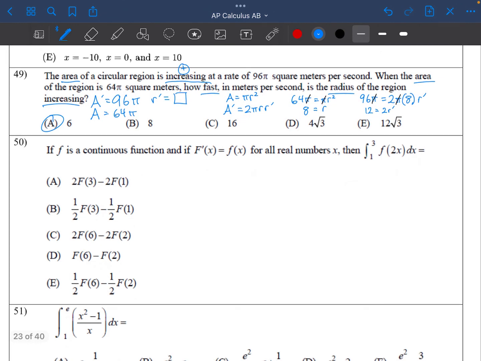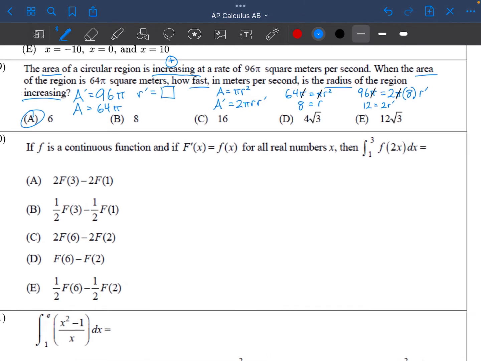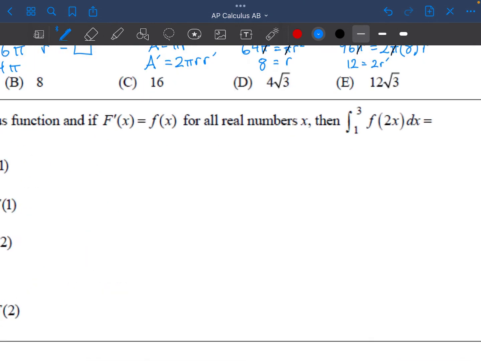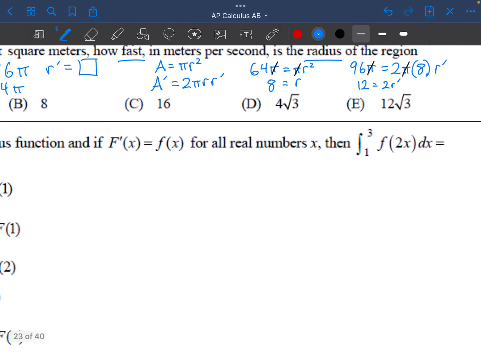Number 50. We have a continuous function. I don't think it's super helpful for this problem to talk about it being continuous, but it's nice. And then here's the cool thing. Capital F prime is equal to lowercase f. Another way of saying that is, watch this. I'm going to slap an integral on both of these.